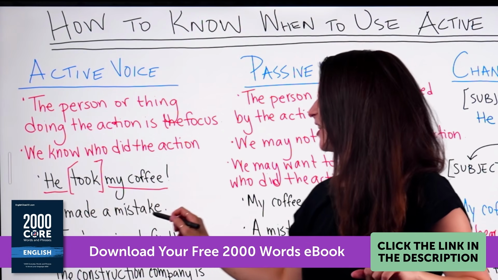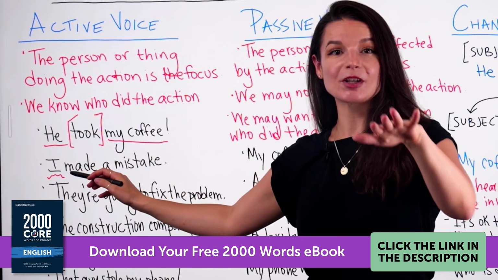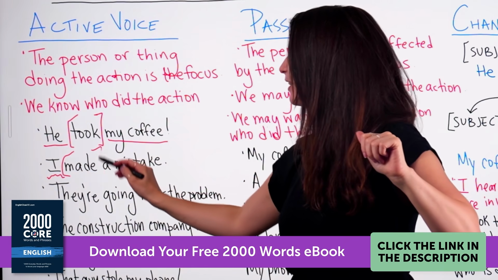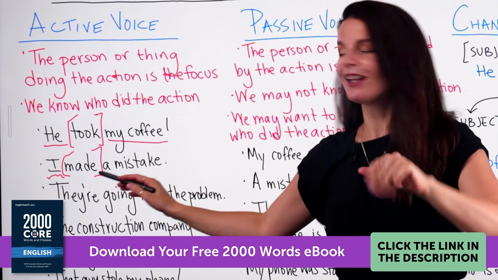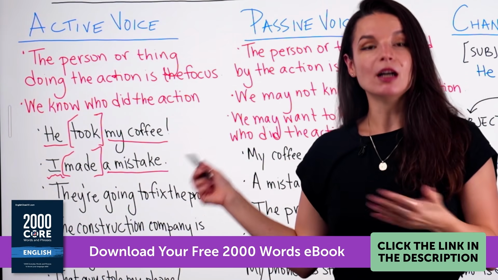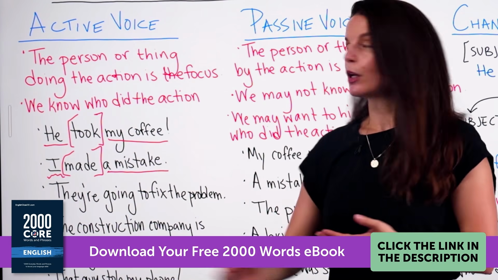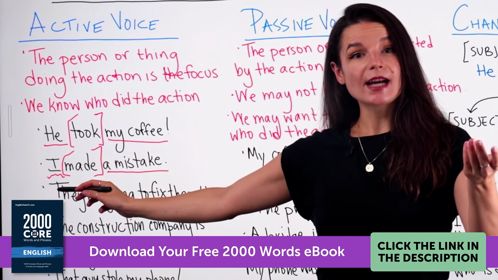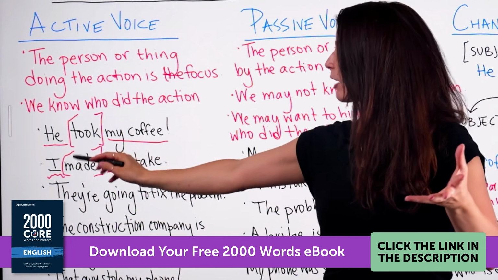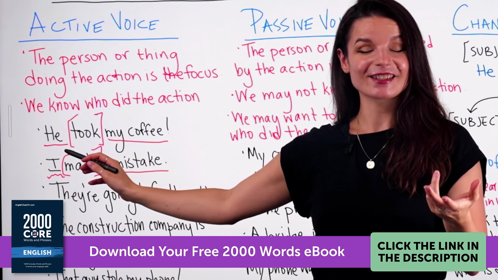I made a mistake. In this sentence, we have the subject, I. So this is the person who did the action. Thank you. And then we have made here as the verb, I made. And what happened? What is affected by the verb? A mistake. I made a mistake. This sentence is active voice because we know who did the action and the person or thing doing the action is the focus, yeah?